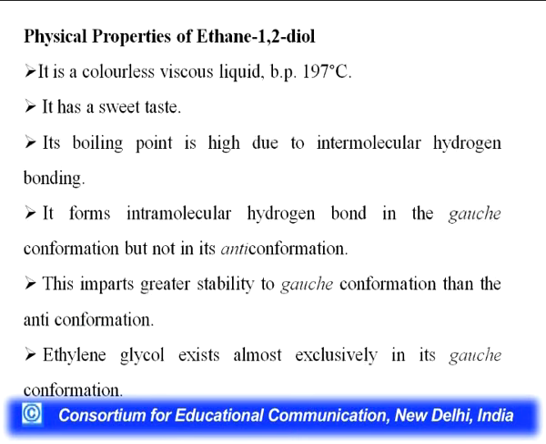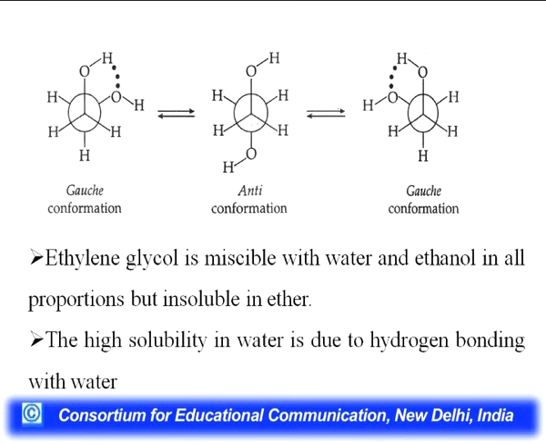So, we can say greater stability to Gauche conformation than to anti-conformation. Ethylene glycol exists almost exclusively in its Gauche conformation because of its stability. Ethylene glycol is miscible with water and ethanol in all proportions but insoluble in ether. That is, we can say it is miscible with water and insoluble in organic solvents. For example, here we are talking about the ether.